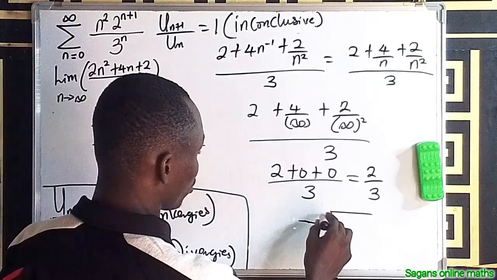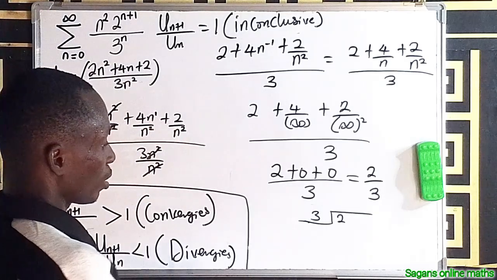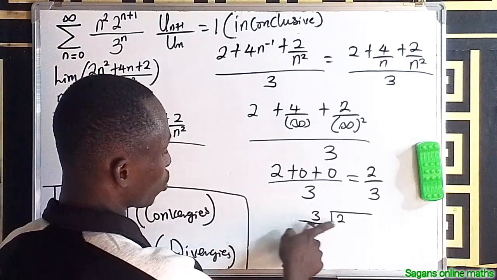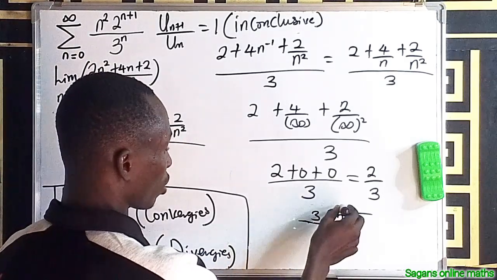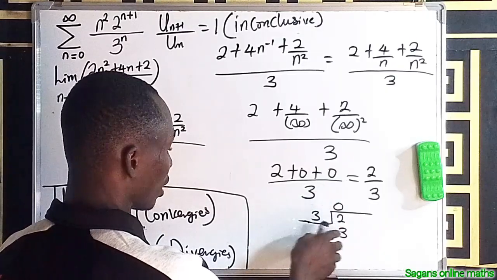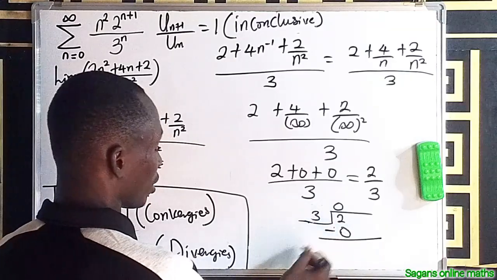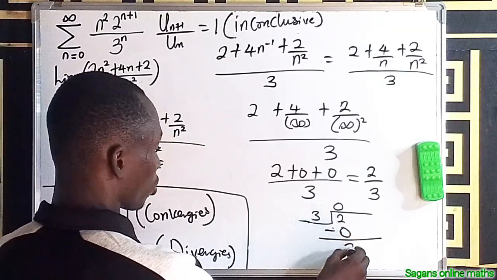This will be my 3. This will be my 2. Now 3 cannot go into 2, so I put my 0 here. And 0 times 3 gives us 0 here. Put your subtraction sign here, draw your line. 2 minus 0 gives us 2.